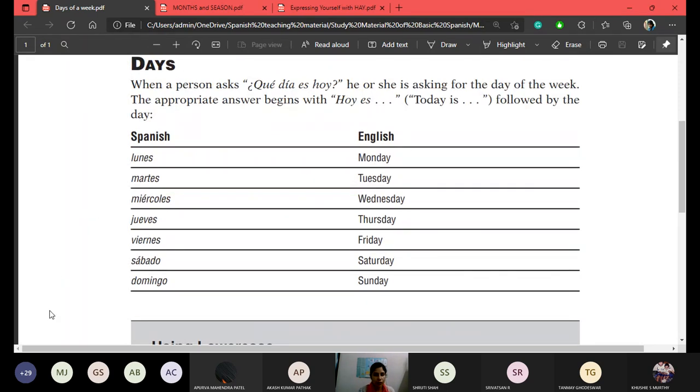So I would ask one of you to read the days in Spanish. One of you, please raise your hand, those who can read or those who want to read.